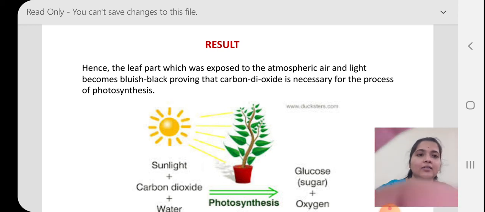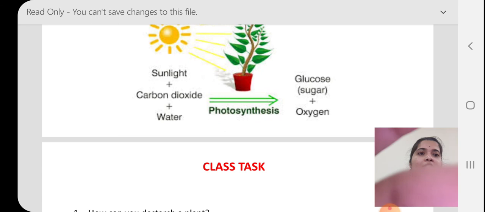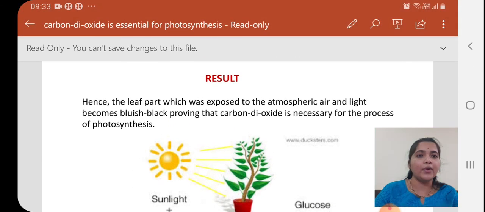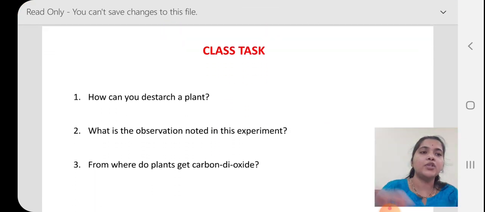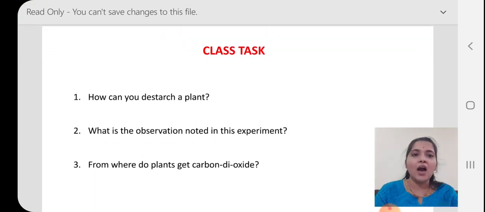Okay. Yes, so I hope you understood the experiment, children. Now, coming to the class task. Today's class task is, how can you destarch a plant? What is the observation noted in this experiment? From where do plants get carbon dioxide?